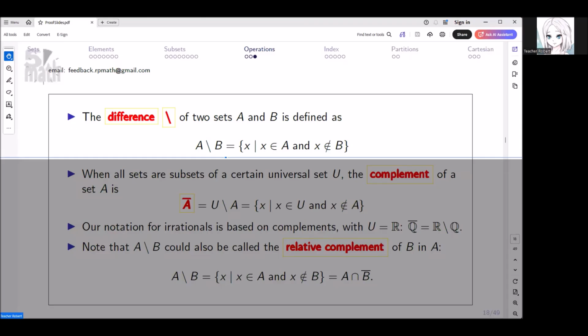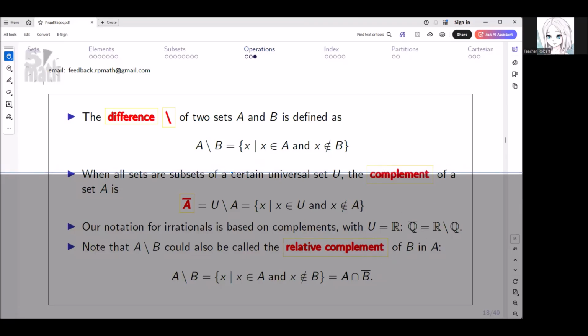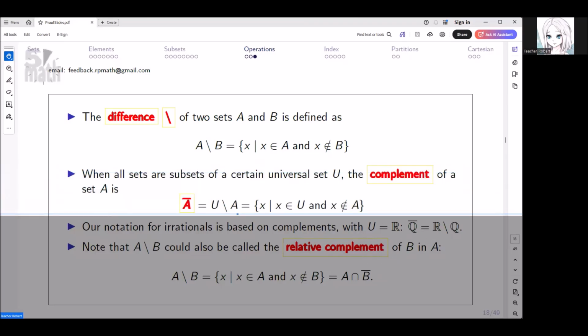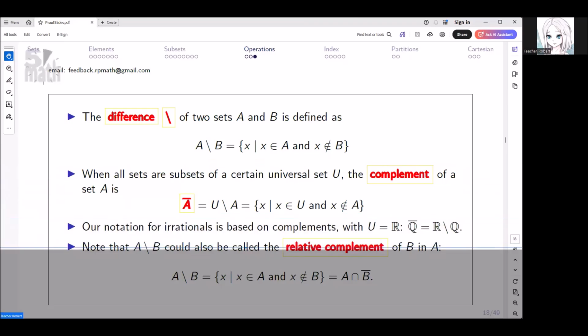The difference of two sets A and B is defined as x such that x element of A and x not element of B. When all sets are subsets of a certain universal set U, the complement of a set A is this. Our notation for irrationals is based upon complements with U equals real numbers. Here.